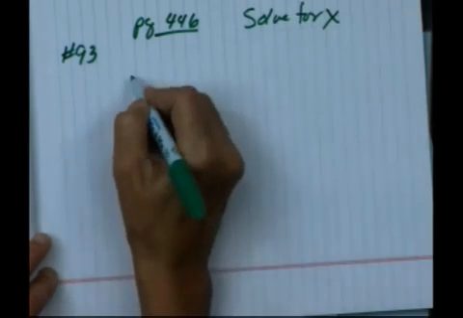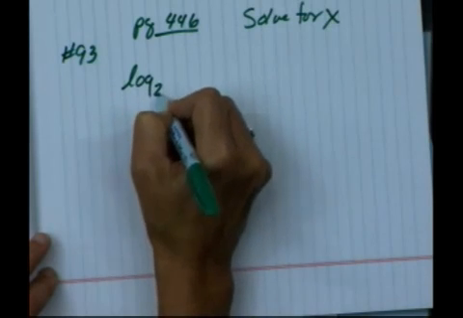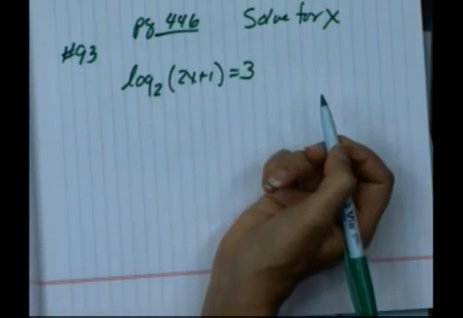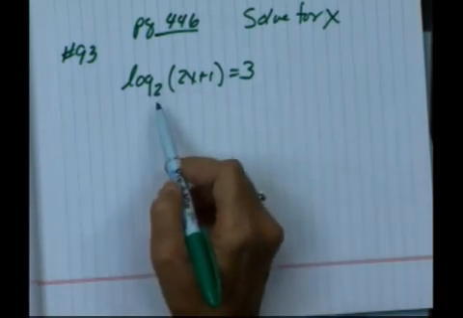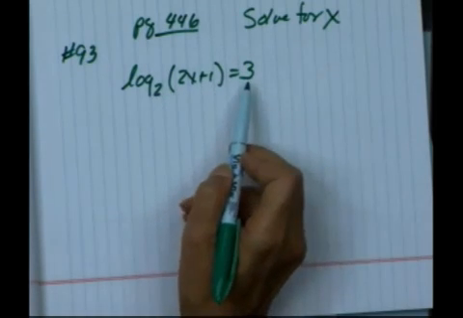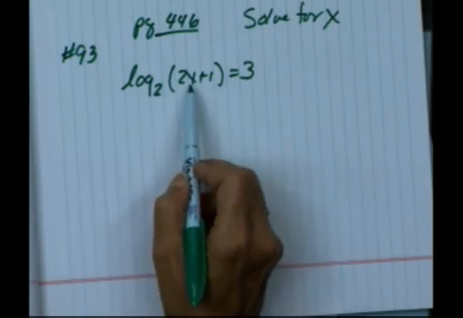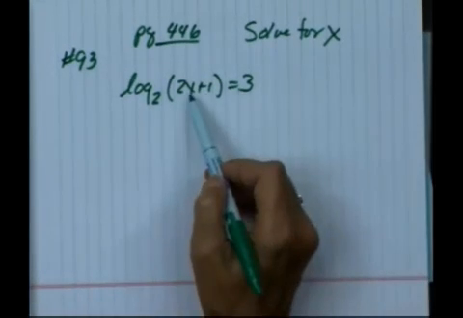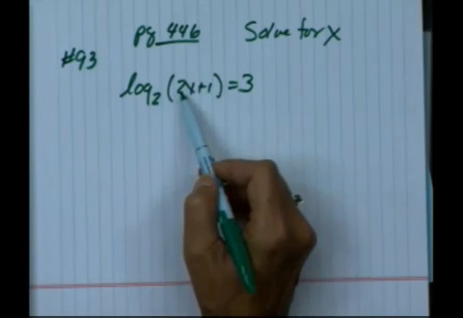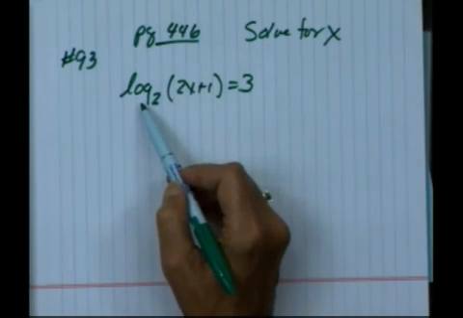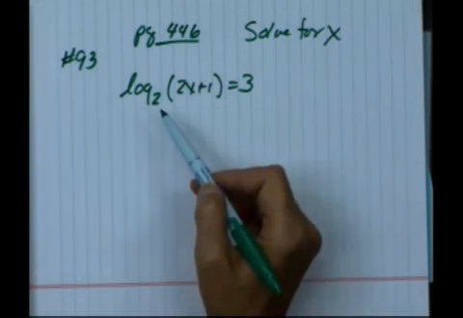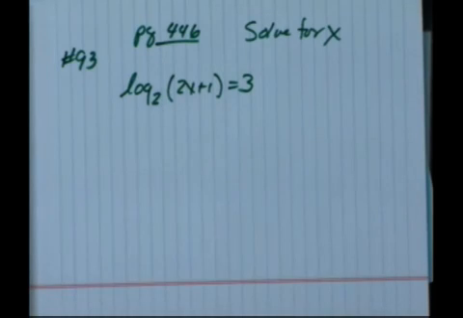Number 93, log to the base 2 of 2x plus 1 equals 3. Okay. Log to the base 2 of 2x plus 1 equals 3. You're solving for x. The thing that I'm hoping your brain is saying is that x is in the argument of the log. The log is getting on my nerves. I've got to find some way to get rid of it.